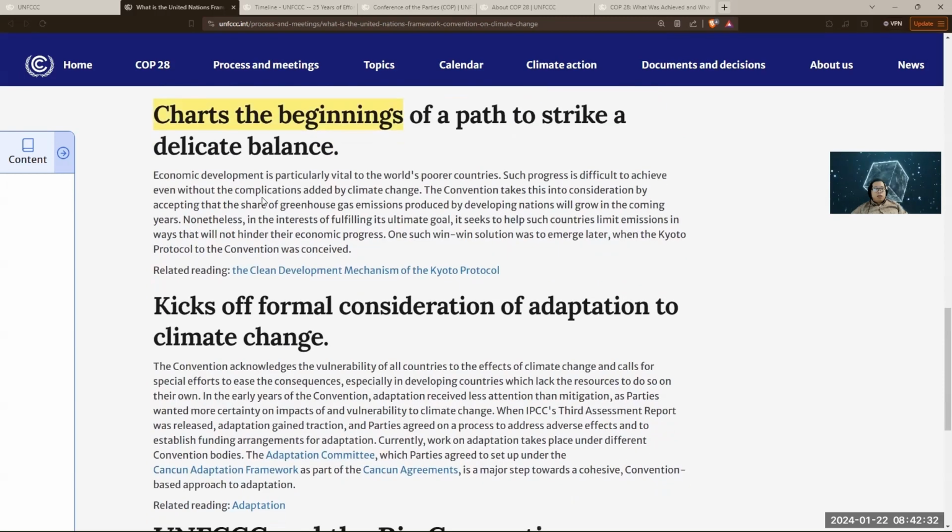All right. So we talk about a delicate balance in here, which has some important terms. First, economic development. Well, it's vital for a poor country. This progress is already hard to achieve, even without the adding of climate change. So adding climate change means putting on more goals, more tasks. How are they going to do it?